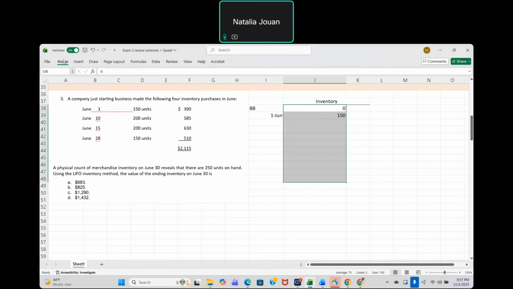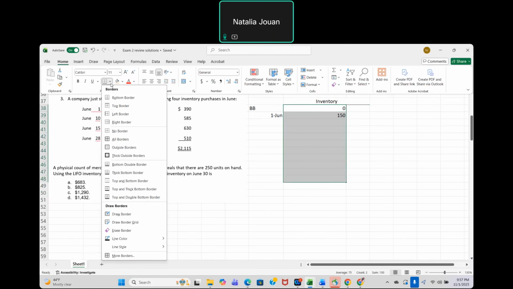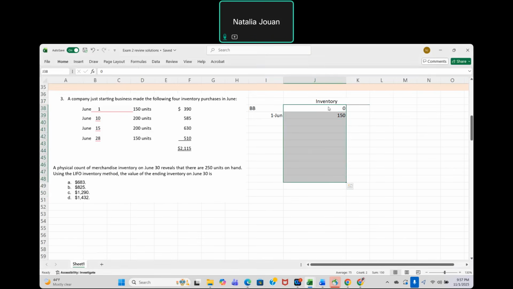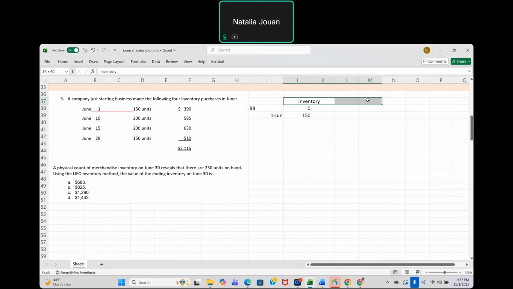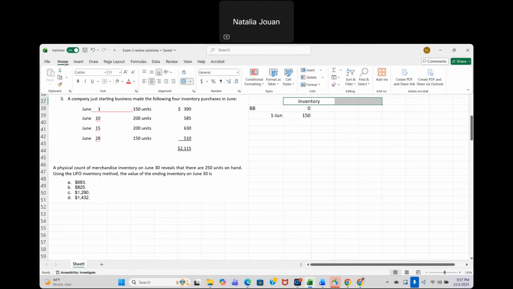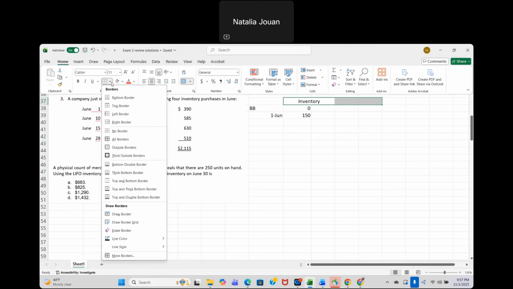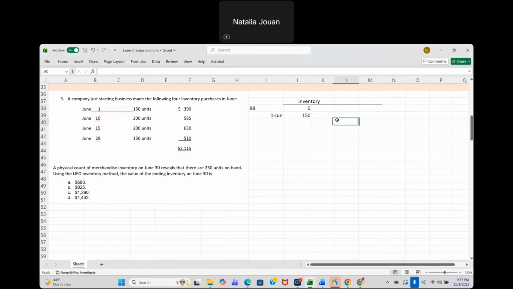Let me just remove this. Say no borders for now. Let me give it a few cells so we can itemize. If you want to help your inventory, let's label it. And this might help you when we label things.